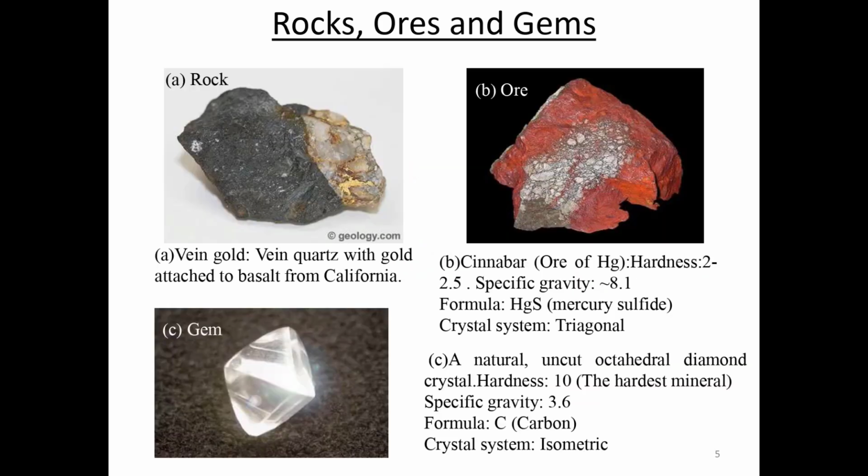Examples of rocks, ores, and gems. 1. Rock: vein gold, vein quartz with gold attached to basalt from California. 2. Ore: cinnabar, HgS. Hardness, 2 to 2.5. Specific gravity, approximately 8.1. Formula, HgS, mercury sulfide. Crystal system, trigonal. 3. Gem: diamond. Hardness, 10, the hardest mineral. Specific gravity, 3.6. Formula, C, carbon. Crystal system, isometric.